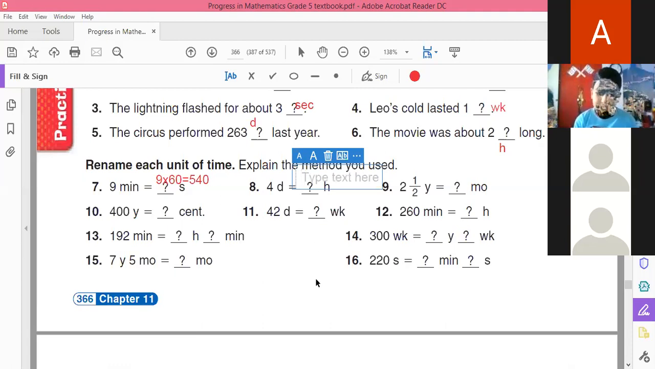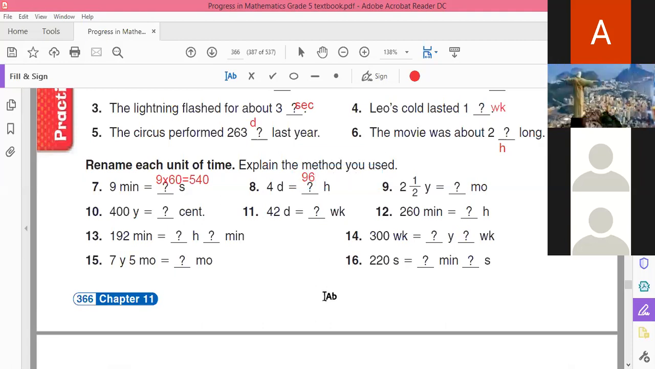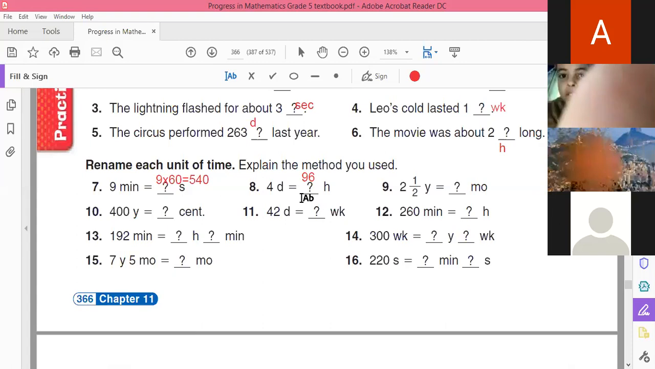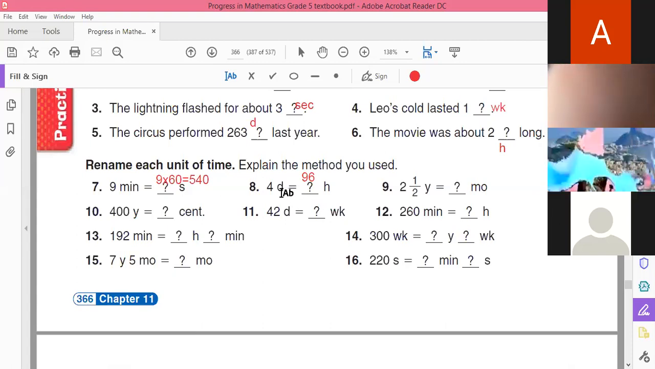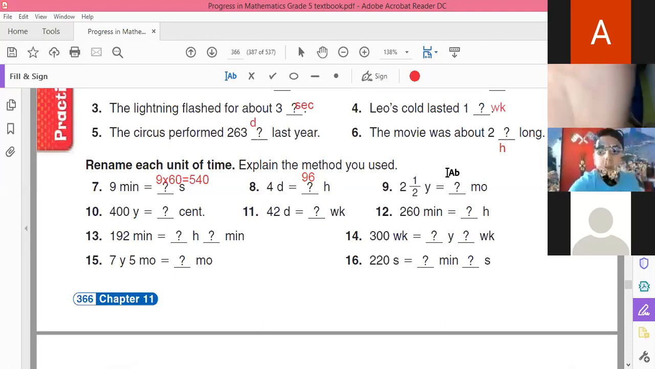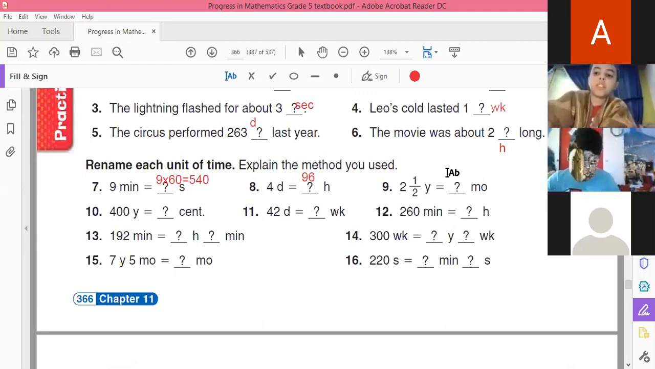Okay. Look at there. In 4 days, how many hours? 96. Very good. Right here, 96. Because in 1 day, there are 24 hours, and 24 multiplied by 4. Yes, very good, Mohsin.